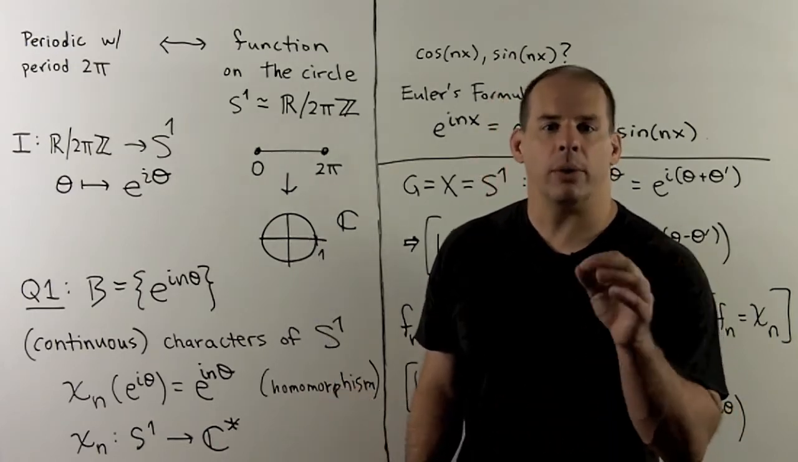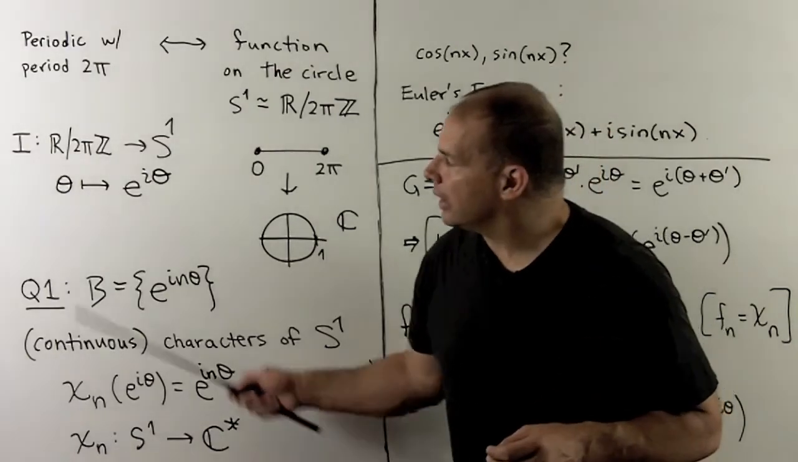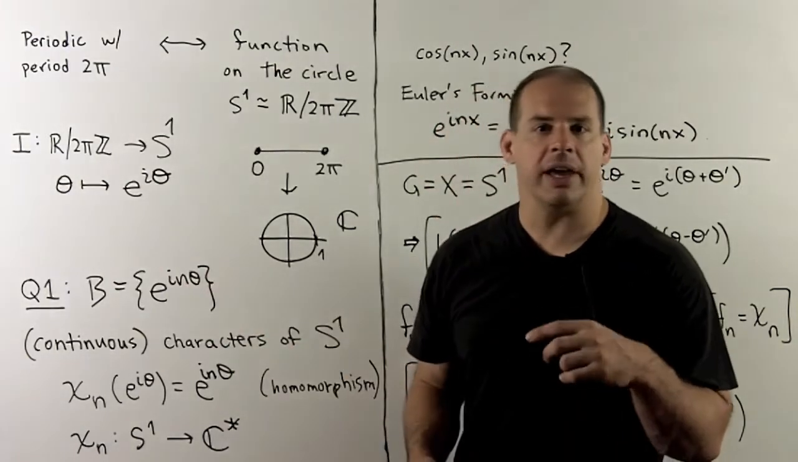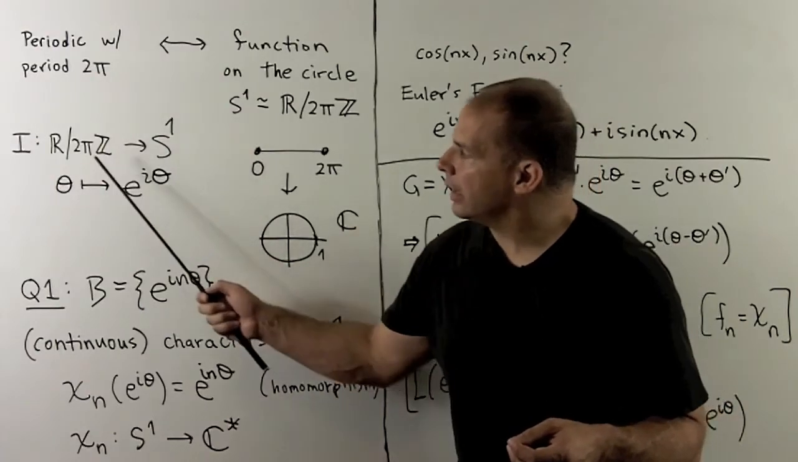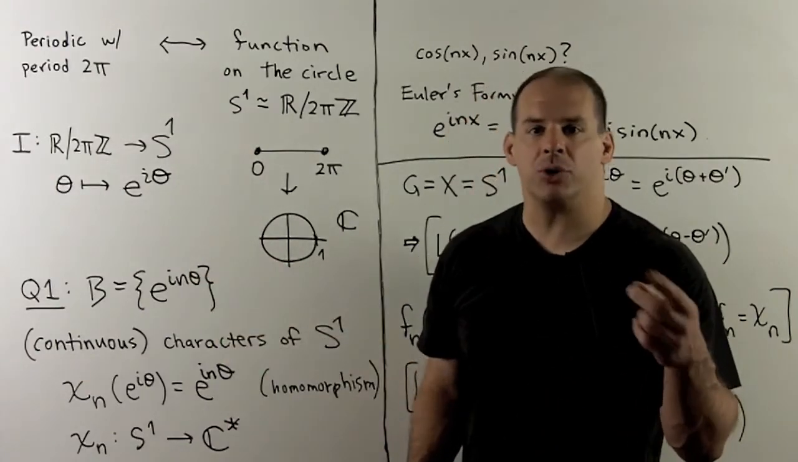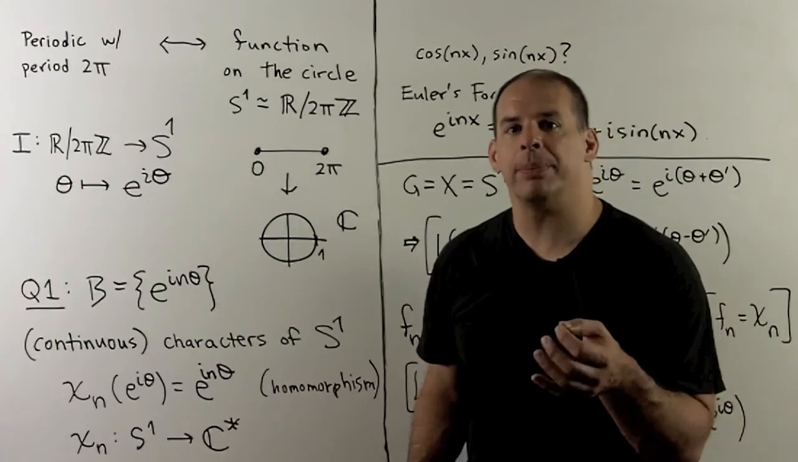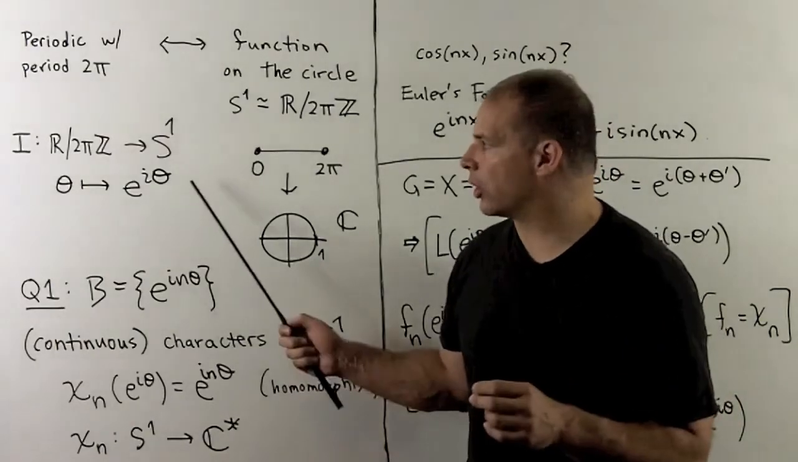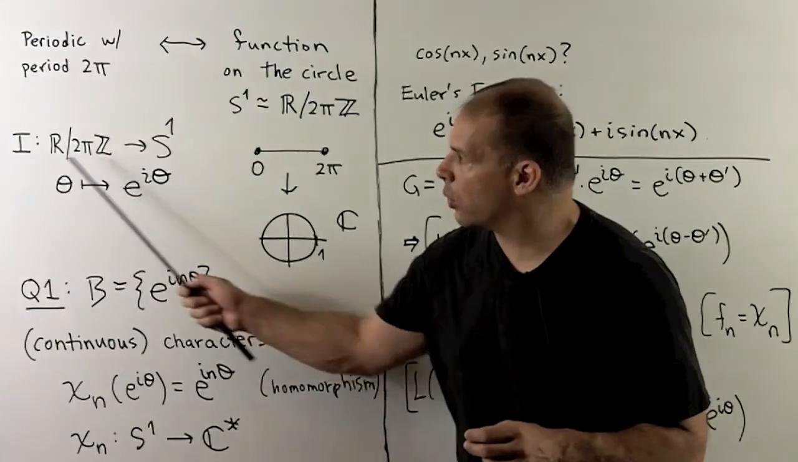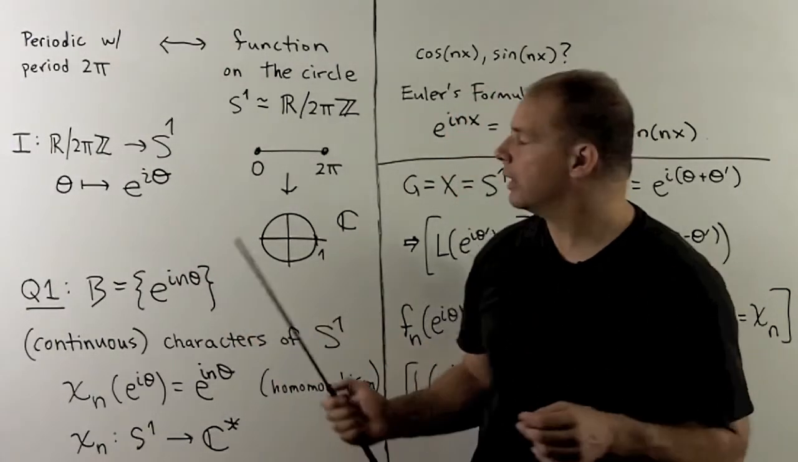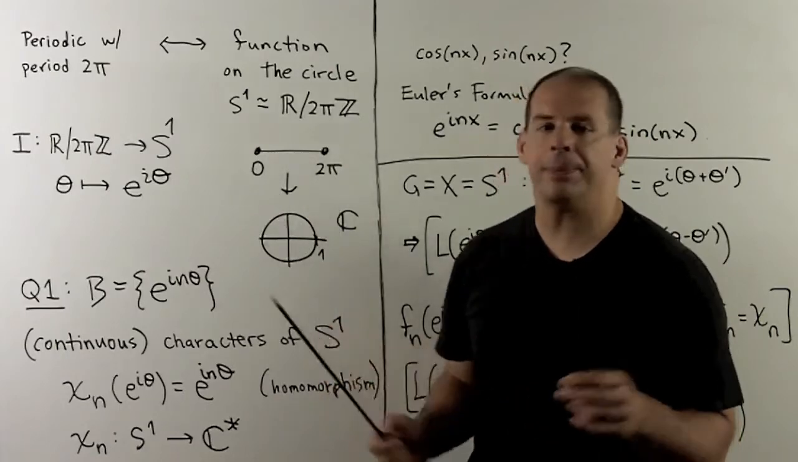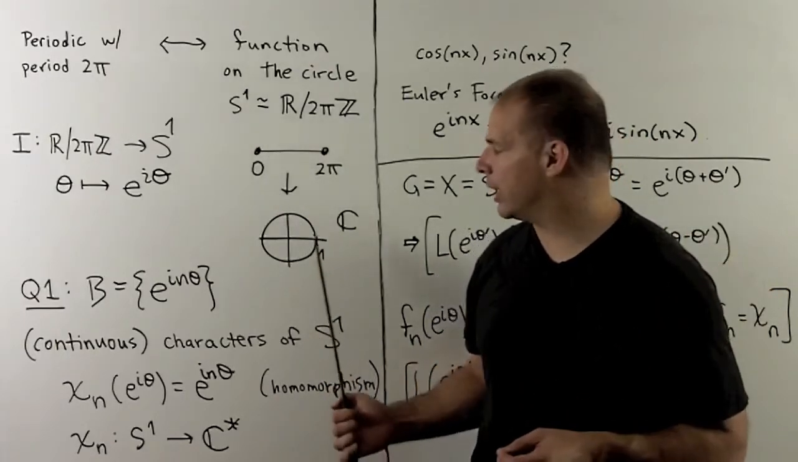Now, the way we make this identification, if we have any real number, I can exponentiate to get a point on the unit circle. If we take a point, add or subtract 2 pi, exponentiate, we get the same point on the unit circle. So this map descends to the quotient group. Now, pictorially, all we're doing, taking the segment from 0 to 2 pi, identifying the endpoints, and then we get our circle.